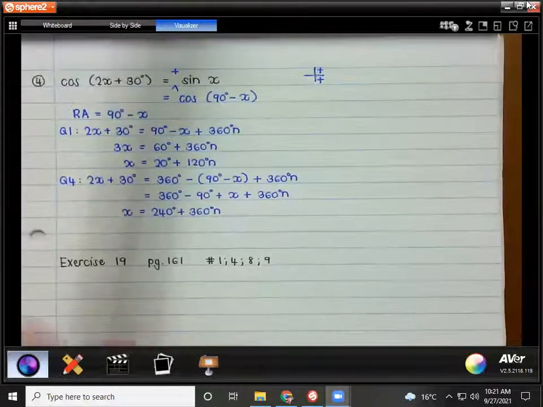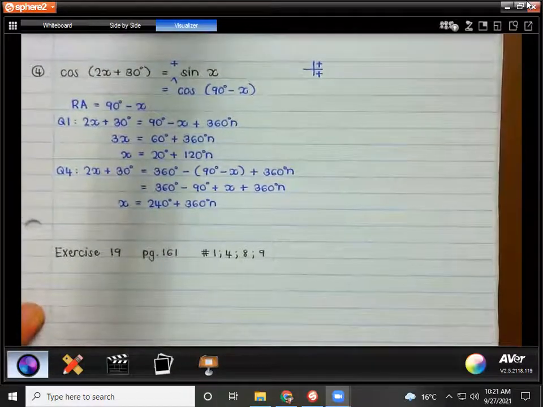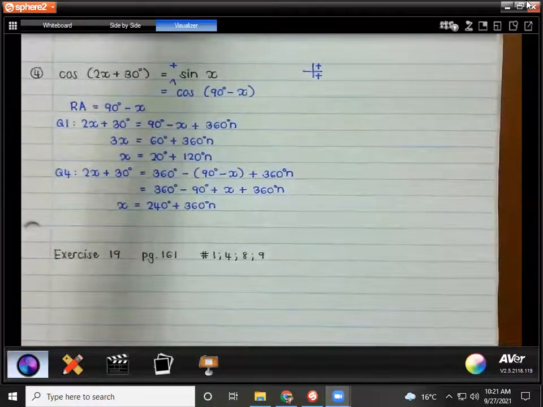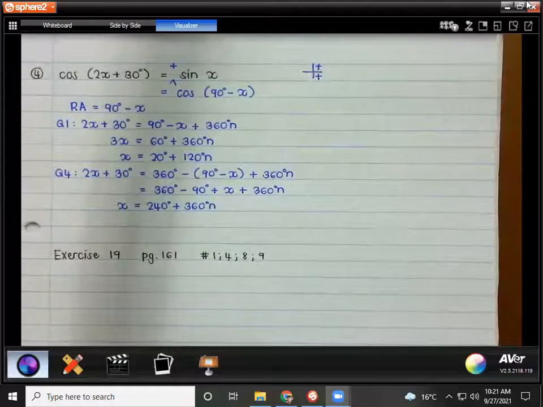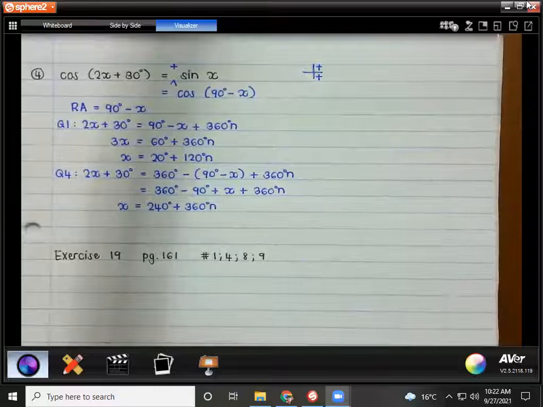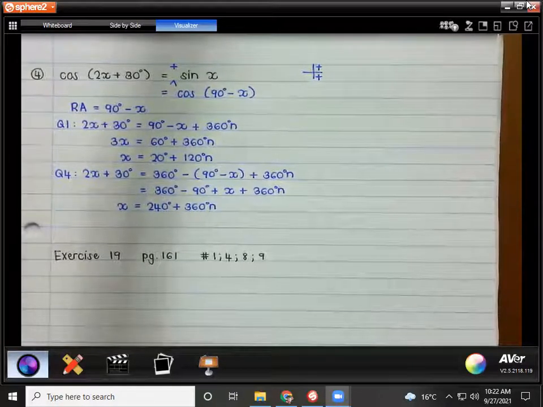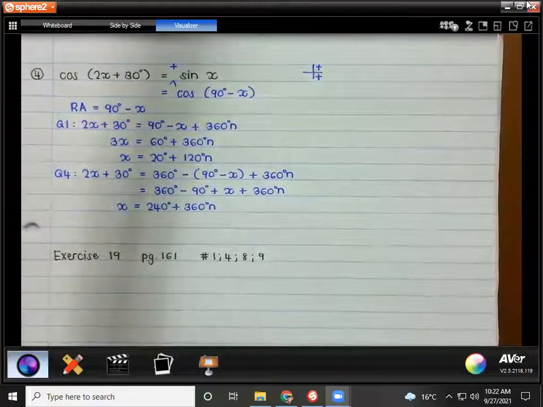Okay, I would like you to do these 4 for homework, please. And guys, we've now actually covered all the different types of trig equations. All right, so tomorrow for the entire hour, I'm going to give you mixed ones, because we've done a couple of different types of ones. You need to recognize which one is which. I'm going to give you a mixed exercise and you're just going to work on them for the whole hour.